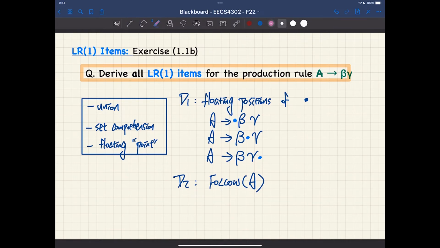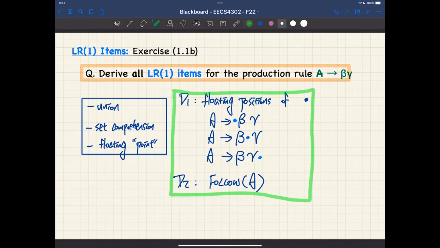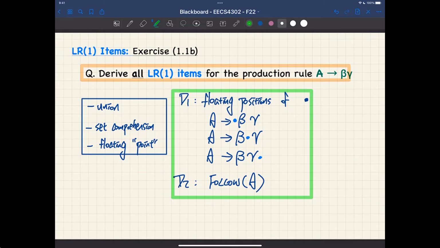So this will be the intermediate hints I can give to you. After understanding D1 and D2, we should be able to derive the ultimate answer. How can we combine them together to say these are the set of all possible items for this particular production rule? Okay? Anyone would like to give it a first try before I tell you the answer?